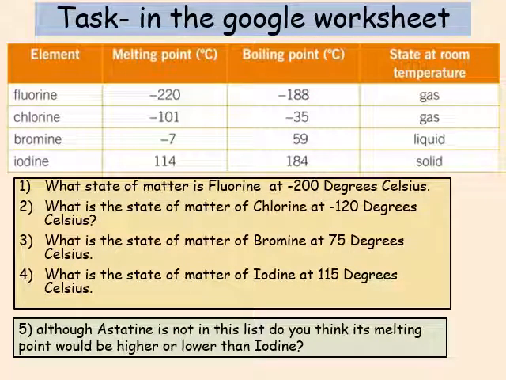In your Google worksheet, I want you to look at this table and answer these questions, please. And this fifth one here is a stretch question. Astatine, which is at the bottom of the periodic table in your Google worksheet, is not on the list, but do you think its melting point would be higher or lower? Pause the video while you complete this task.